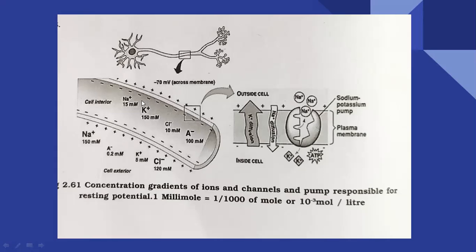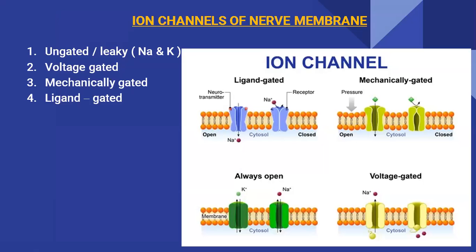Many ions will be there inside and outside the neuron: sodium, potassium, calcium, chloride, and anions like bicarbonate and carbonate. But out of all those ions, sodium and potassium ions are very, very important for the functioning of the nervous system, or for the functioning of a single neuron.